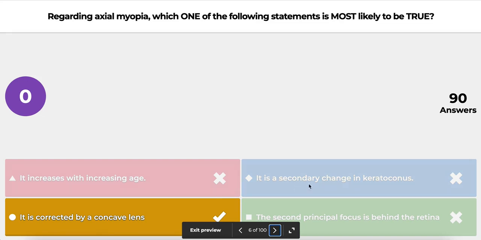And it is a secondary change to keratoconus. This is wrong. It is refractive myopia that will be the secondary change in keratoconus. It is corrected by concave lens. Yes, this is true. And the second principal focus is behind the retina in case of hypermetropia, not in myopia.